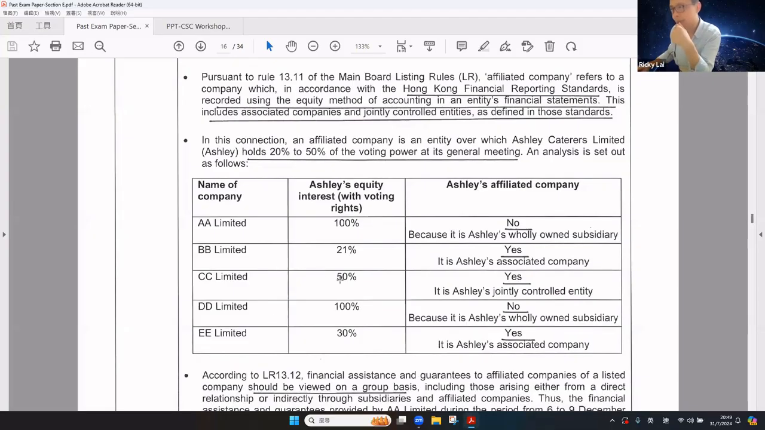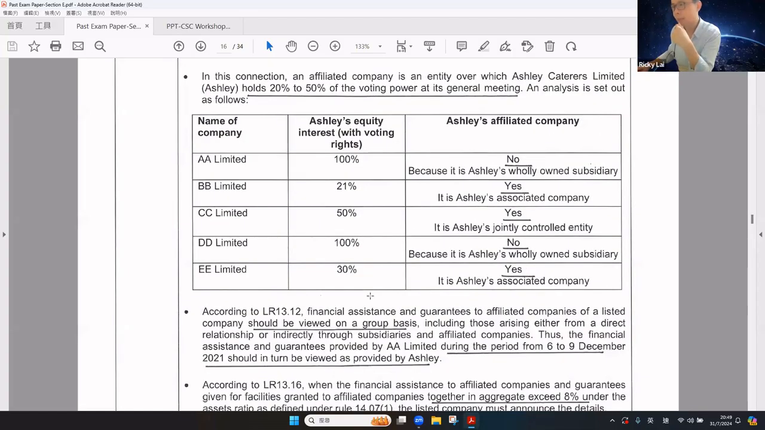How about C? That is 50%. Okay, 50% means that it is a jointly controlled entity, within 20% to 50%. How about D? Again, 100%, because D is a subsidiary of the listed company, just like A. How about E? 30%, similar to B, that is an associate company because the holding is 30%. This table is very important because it may affect your suggestion and answer on the whole question.